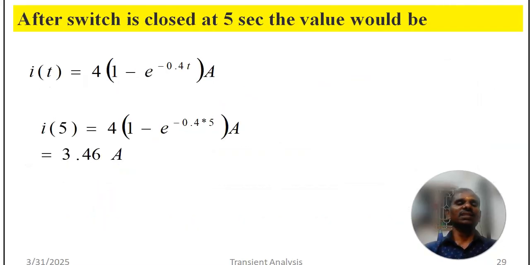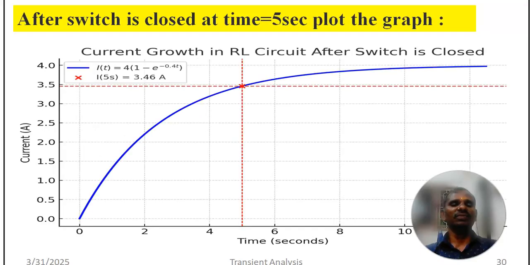When the question says that after the switch is closed at 5 seconds, what will be the value? So t is equal to 5 seconds. If you simplify that, you will get 3.46. So it reaches 3.46 amps.